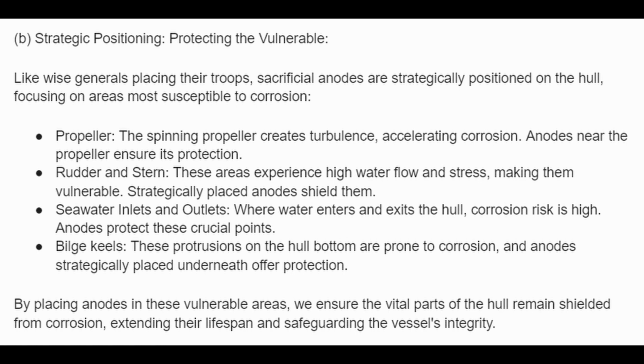Bilge keels. These protrusions on the hull bottom are prone to corrosion, and anodes strategically placed underneath offer protection. By placing anodes in these vulnerable areas, we ensure that the vital parts of the hull remain shielded from corrosion, extending their lifespan and safeguarding the vehicle's integrity.